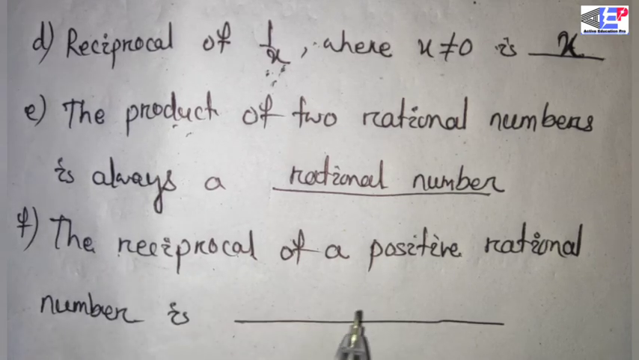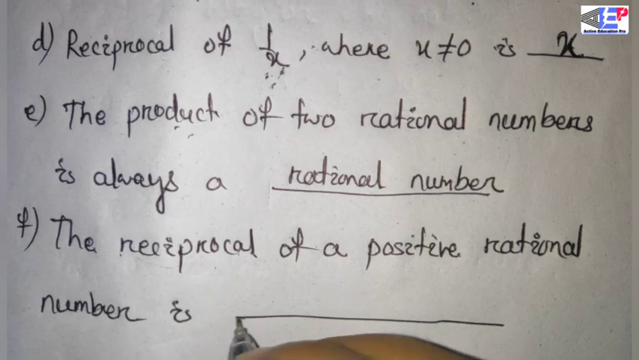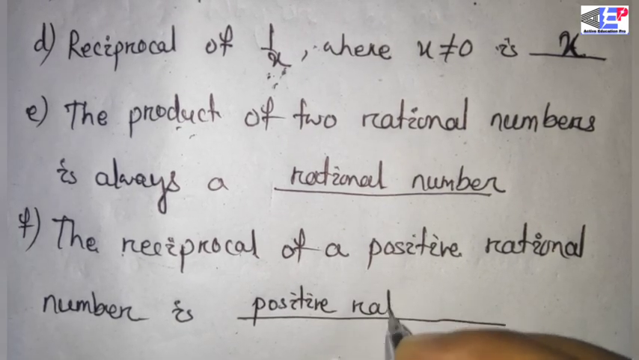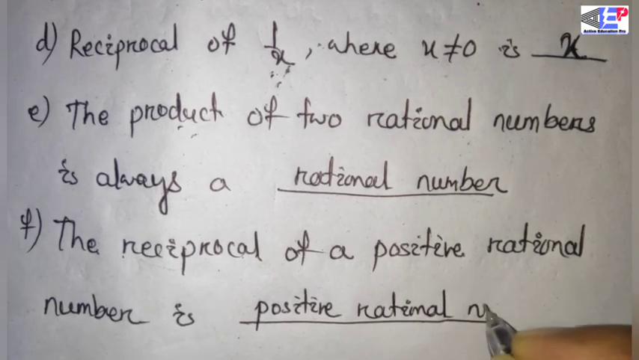The last question of exercise 1.1 of class 8 mathematics, rational numbers chapter. The reciprocal of a positive rational number is dash. Already we have discussed reciprocal. Reciprocal means don't change its sign, just change the position of numerator and denominator. So the reciprocal of a positive rational number is also a positive rational number.